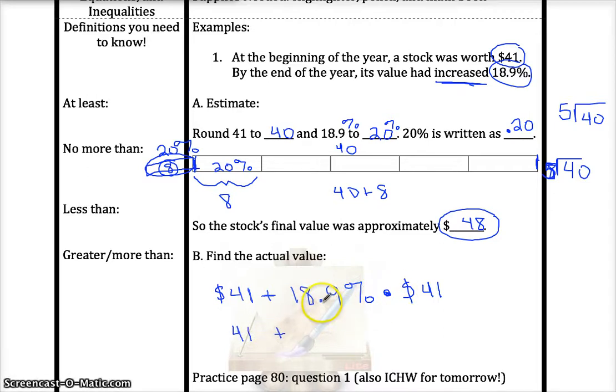Well, I know I can change this percentage to a decimal by moving the decimal place over 2 times. So now I have 0.189, or 189 thousandths, times $41. Oops, and I'm getting rid of my dollar signs right now because I don't want them in my expression. And now I've got some sort of expression that I can work with. So on your calculator, if you have one nearby, go ahead and solve 0.189 times 41 and see what you get.